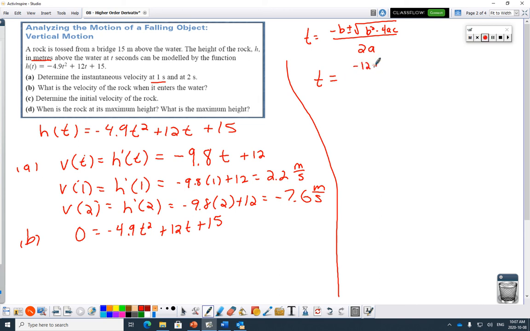Negative 12 plus or minus square root 12 squared minus 4 times negative 4.9 times 15, all over 2 times negative 4.9. That'll be enough for me. You sub those things in, and I'm going to have faith in you the rest of the way, that you know how to type this in to get your two answers. Let's make sure I wrote it down right: negative 12 plus or minus square root of 12 squared minus 4ac, all over 2a. Ooh, that square root's got to go over there.